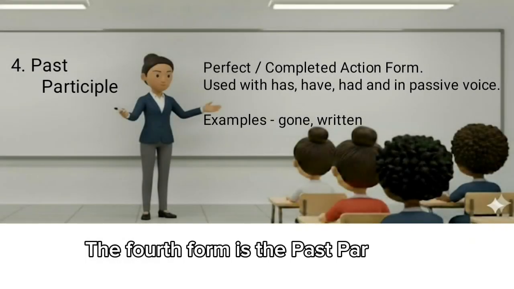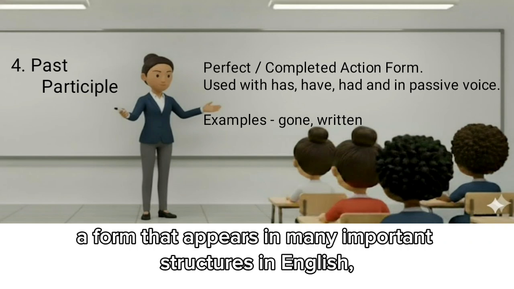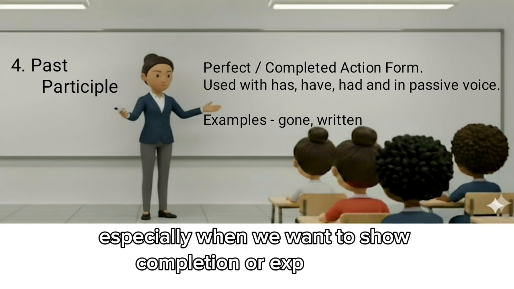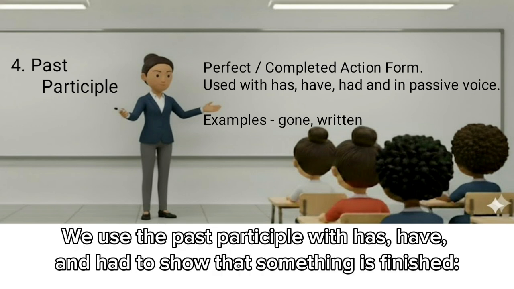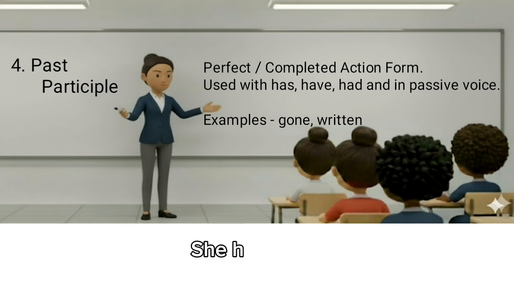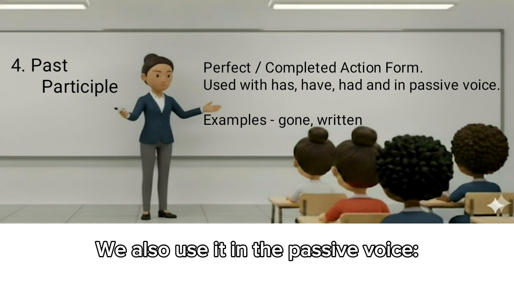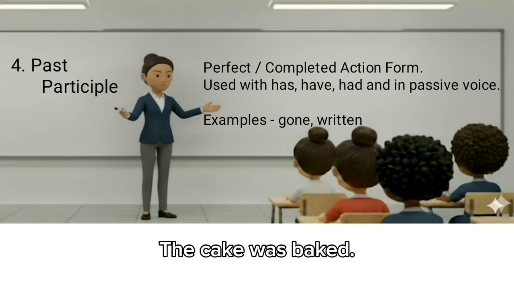The fourth form is the past participle, a form that appears in many important structures in English, especially when we want to show completion or experience. We use the past participle with has, have, and had to show that something is finished. She has gone. They have eaten. He had written. We also use it in the passive voice. The cake was baked. The work was done.